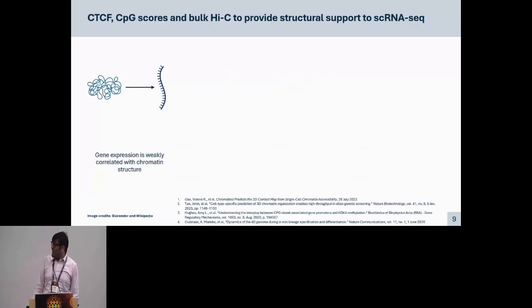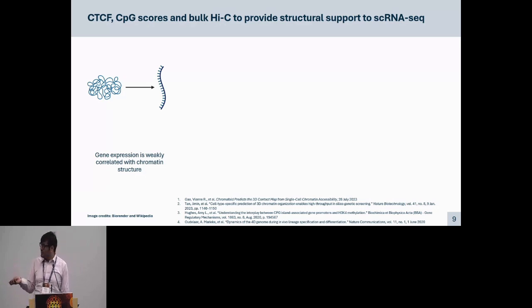The second core challenge of working with single cell RNA-seq comes from the fact that gene expression is a consequence of complex interactions in the chromatin space, and hence is weakly correlated with the structure of the DNA. So essentially, what we need to do is come up with some augmentations for the single cell RNA-seq.